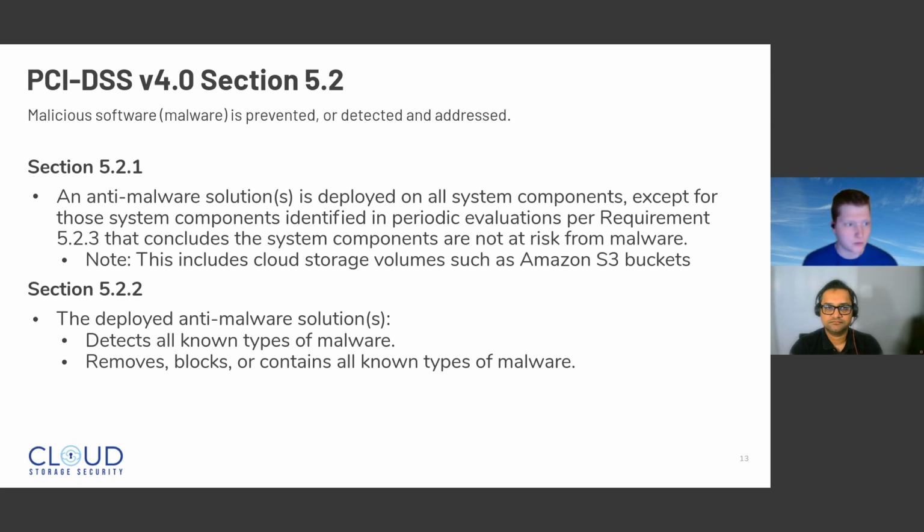Section 5.2 documents that malicious software or malware is prevented or detected and addressed. 5.2.1 talks about an anti-malware solution deployed on all system components except for those system components identified in periodic evaluations per requirement 5.2.3. Please note that this includes cloud storage volumes such as Amazon S3 buckets.